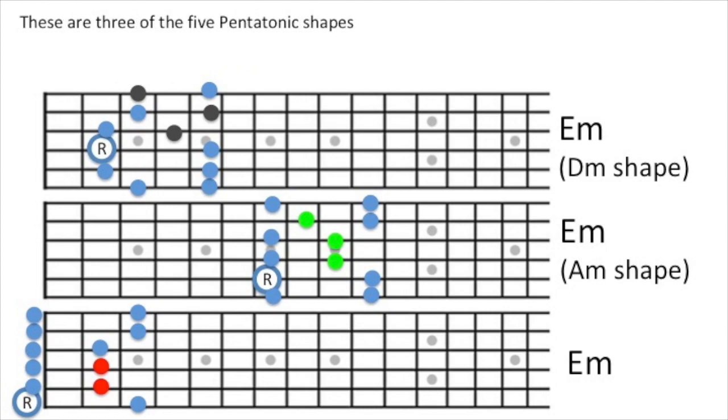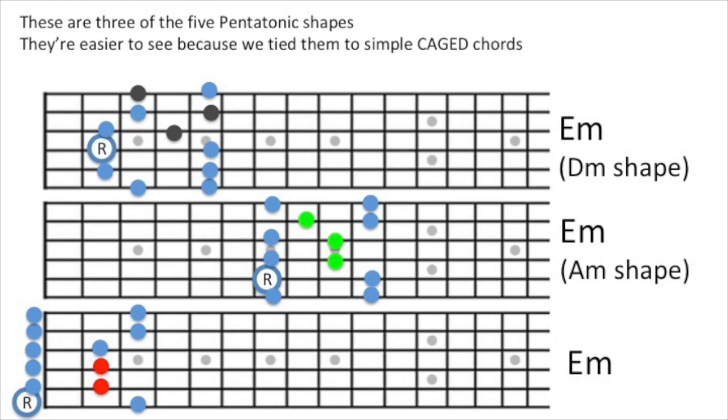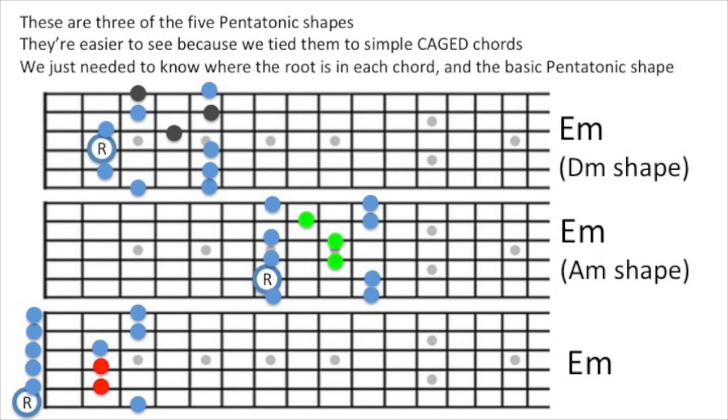So, we just saw 3 of the 5 pentatonic shapes. But, we now see that it's easier to see these pentatonic shapes tied to the simple chord shapes. We just needed to see where the root of these chords are. And, the CAGED system lets us see how to use these chord shapes up and down the neck.